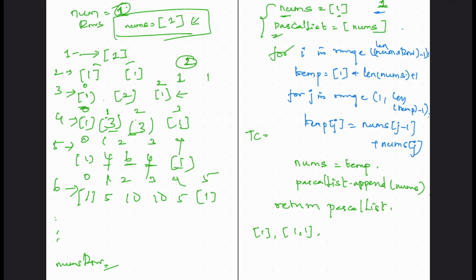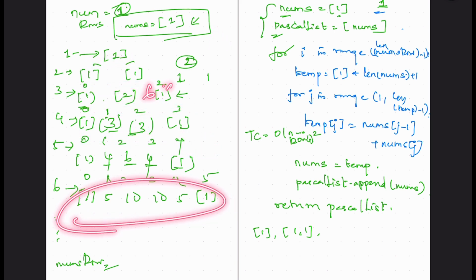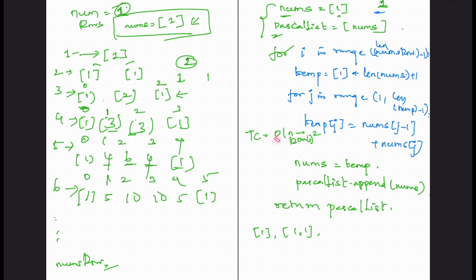So the time complexity for this will be order of numRows square, because it's not like for each num row we are traversing through the length of the nums again, so it's not proportional to the max. If numRows they have given is 6, we will be traversing 6 cross 6. So to the max, at the end, if numRows is 6, it will be traversing 6. So approximately we can say it will traverse order of numRows square.